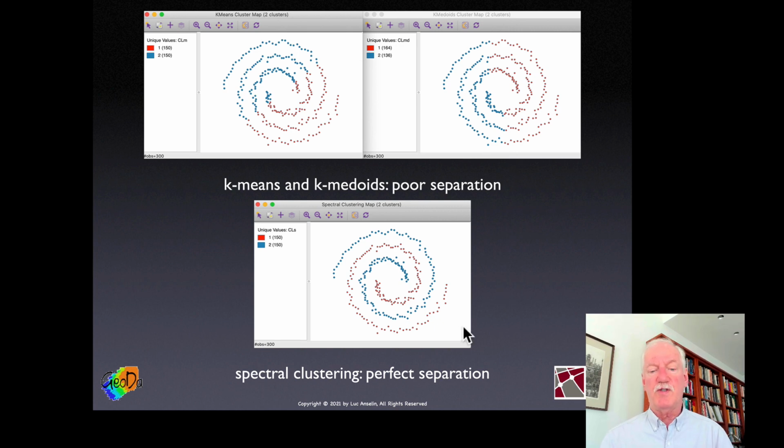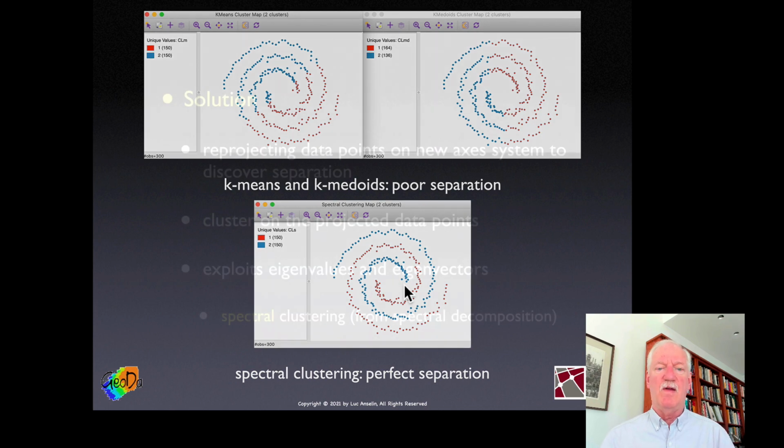Of course, if you do it right, and we'll see in a minute that that's not that easy, spectral clustering picks out those two patterns perfectly. So this is a classic textbook example.